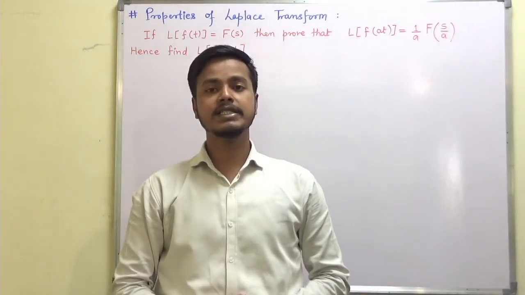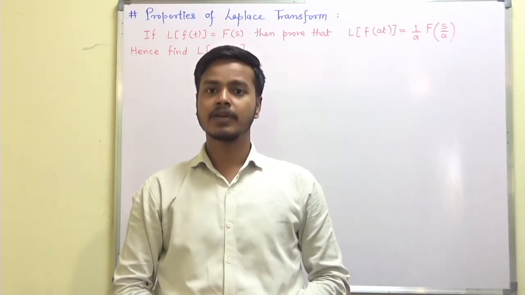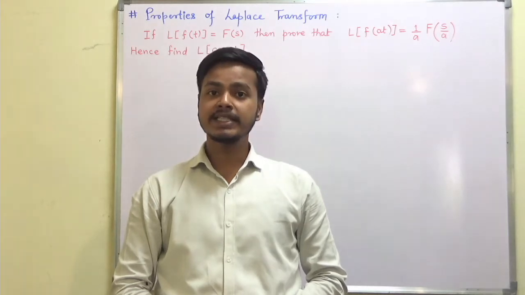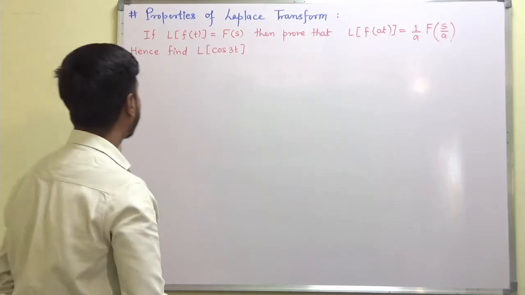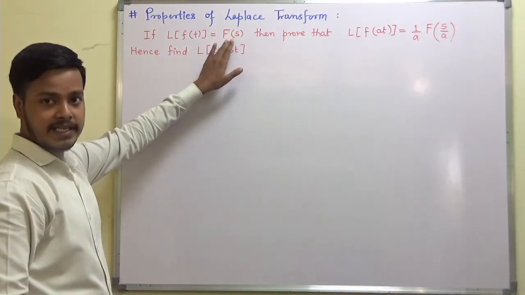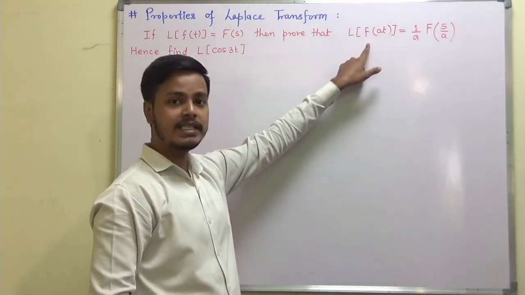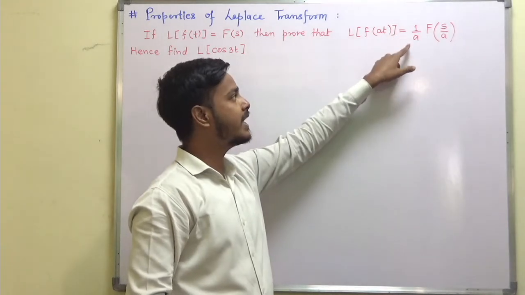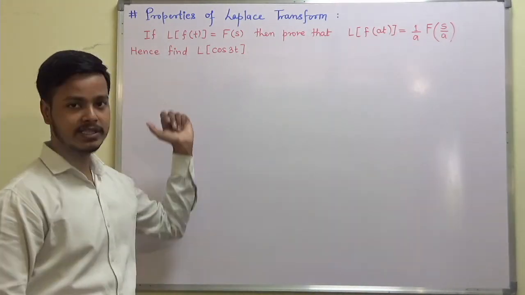Here we're going to discuss the third property of Laplace transform. So let us see what this third property is all about. The third property says: if Laplace transform of f of t is F of s, then prove that Laplace transform of f of a t is equal to 1 by a into F of s by a, and hence you have to find this.